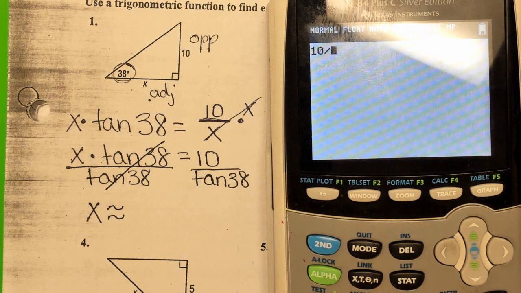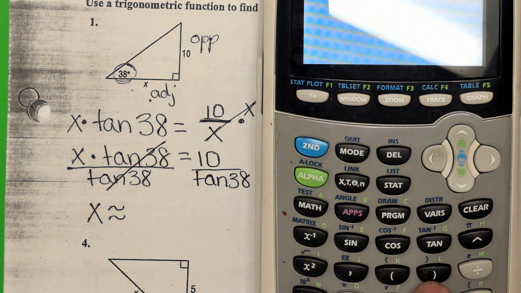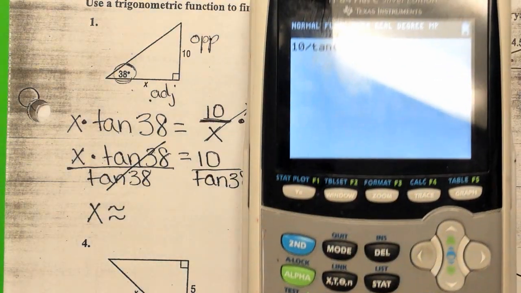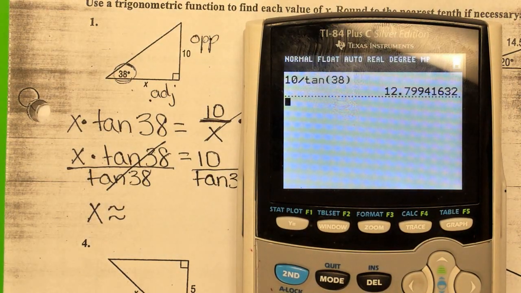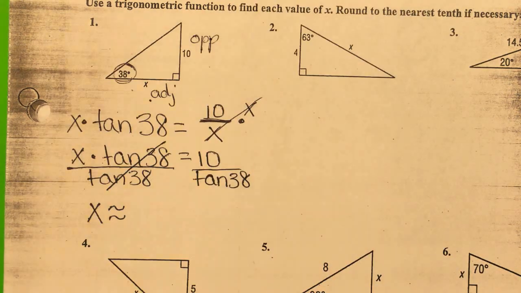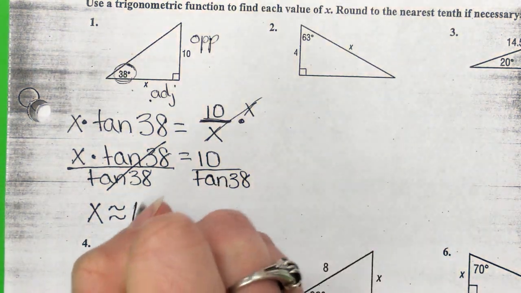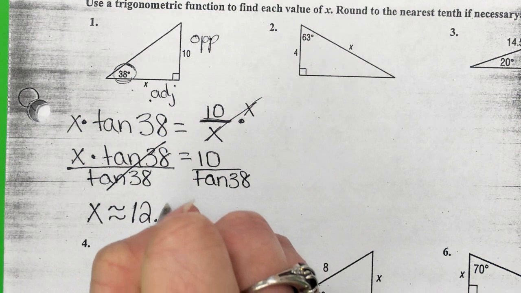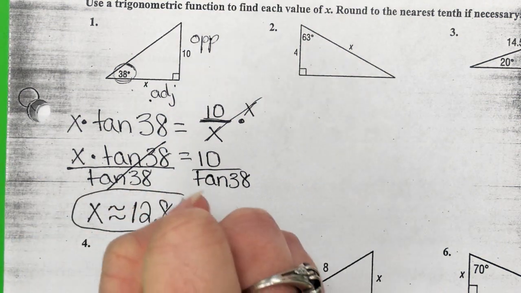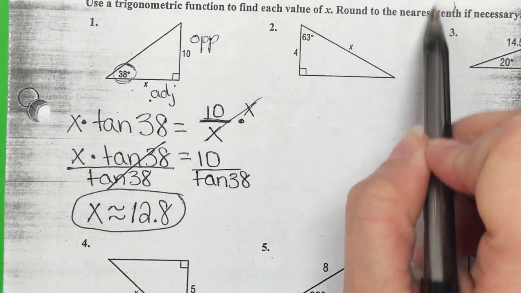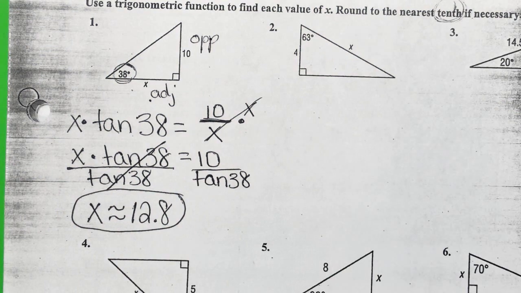10 divided by tangent. Tangent is right above that parentheses, which is right above that 9. Tangent of 38. Close your parentheses, hit enter. There you go. So let's round it up. 12 point what? 12.8. Very good. And why did I round to that one? Because in the directions it said round to the nearest tenth. Okay, here we go. Let's do another one.